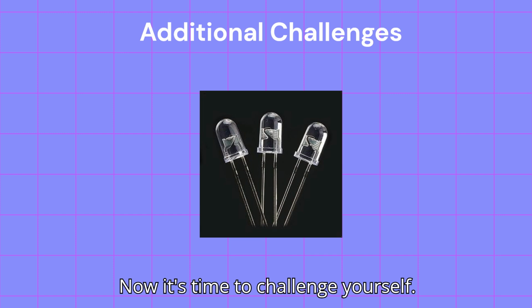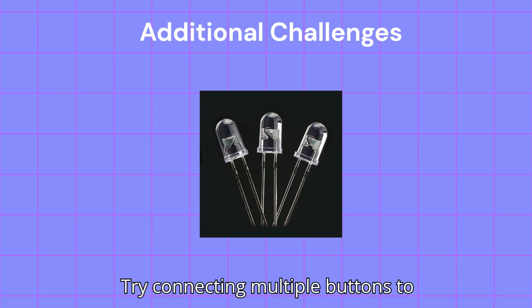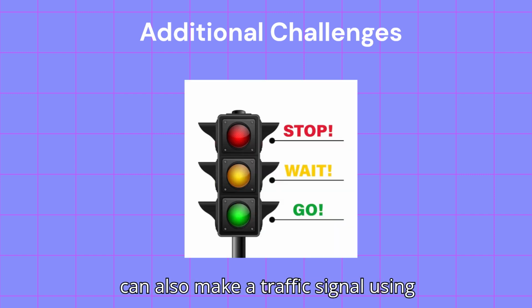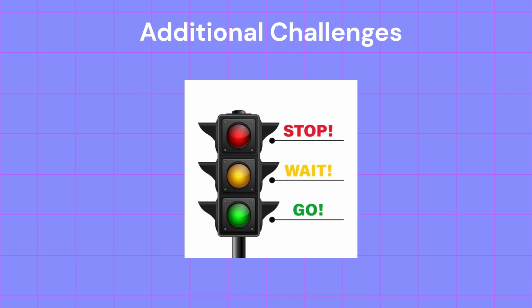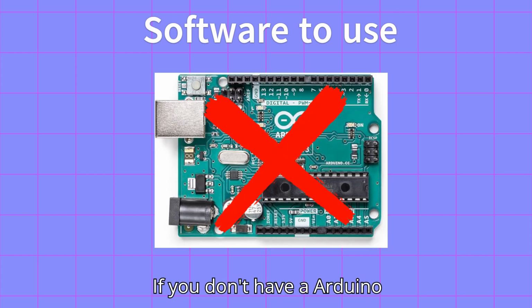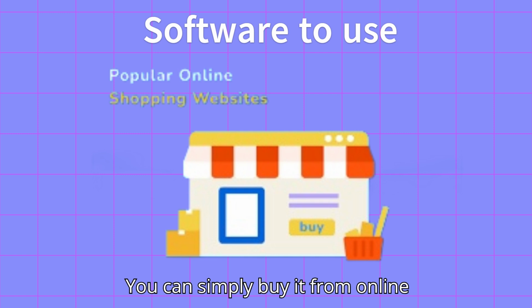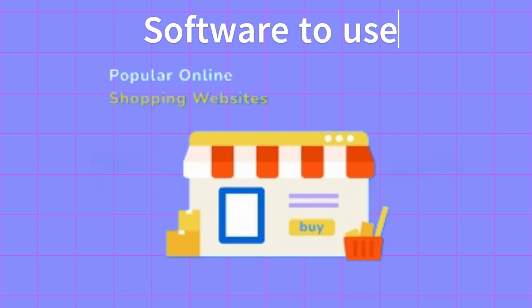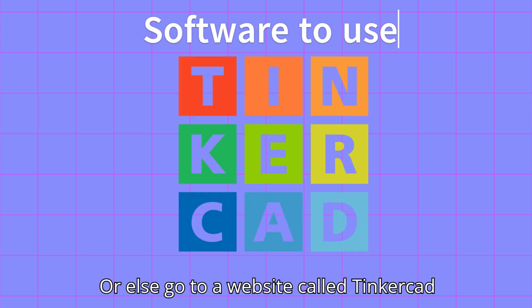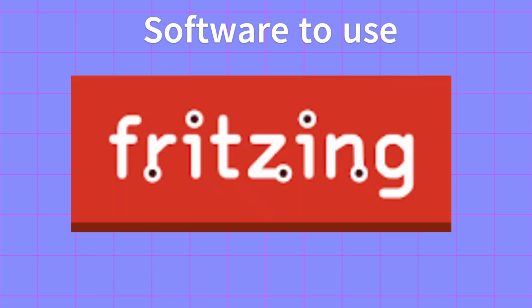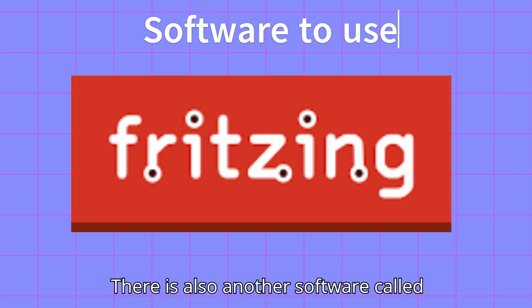Now it's time to challenge yourself. Try connecting multiple buttons to control different LEDs. You can also make a traffic signal using this. If you don't have an Arduino microcontroller at home, you can simply buy it from online shopping websites. Or else, go to a website called Tinkercad to make circuit diagrams and execute them. There is also another software called Fritzing.